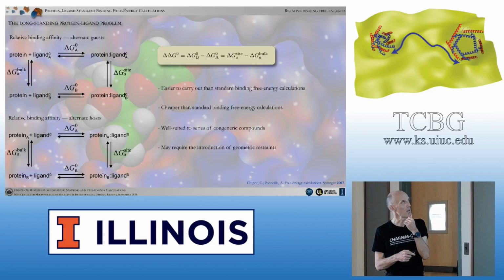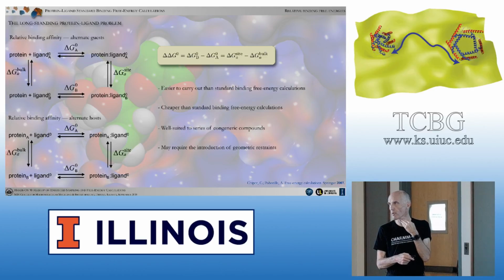So doing the absolute binding free energy calculation will give you that quantity. But we're not seeking that quantity, we're seeking the difference between that quantity and that quantity, which is equal to the difference of the alchemical free energy in the bound state and the alchemical free energy in the unbound state. So basically, what we're doing here is we're mutating ligand A.